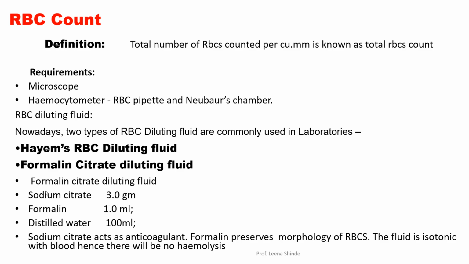The hemocytometer consists of an RBC pipette, Neubauer chamber and RBC diluting fluid. There are two types of RBC diluting fluid. One is Hayem's RBC diluting fluid and the second one is the formalin citrate diluting fluid. So here we see the formalin citrate diluting fluid.